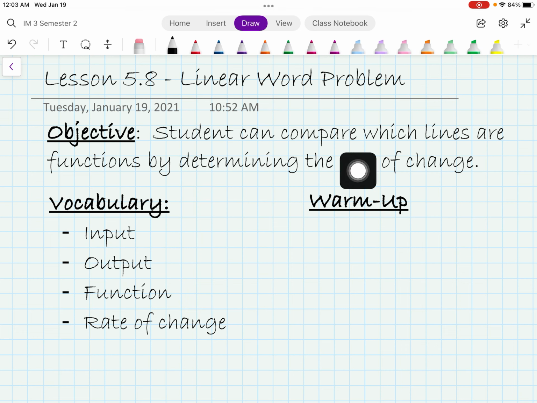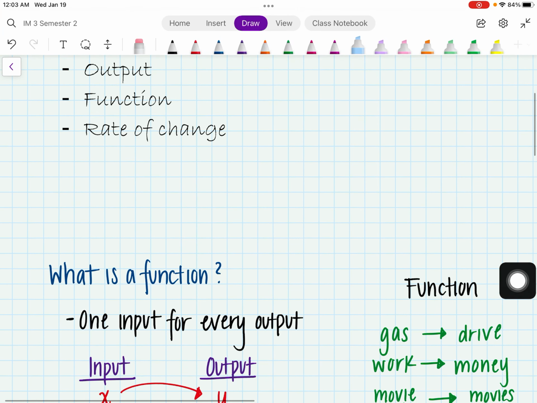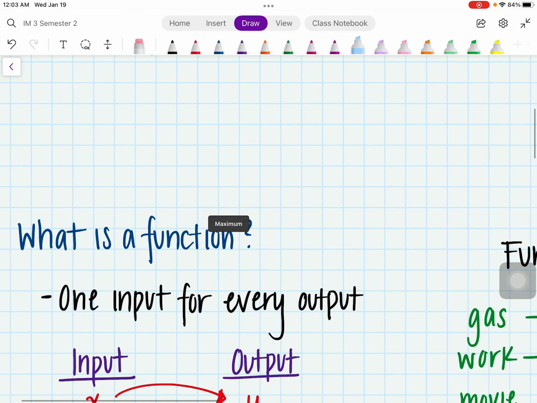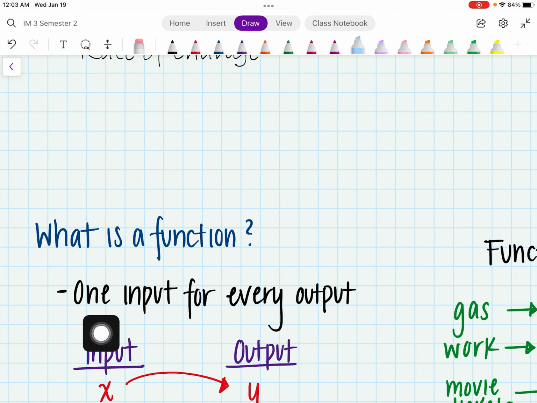Alright, you guys, let's go ahead and get started here with lesson 5.8. This is part 2 where we're talking about linear word problems. In this case, students can compare which lines are functions by determining the rate of change. We are going to be focusing on rate of change, which talks about slope. So a few of our vocab terms here are input-output function and rate of change.